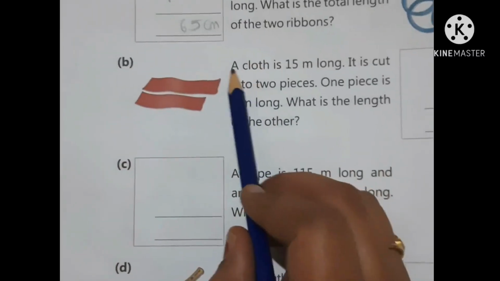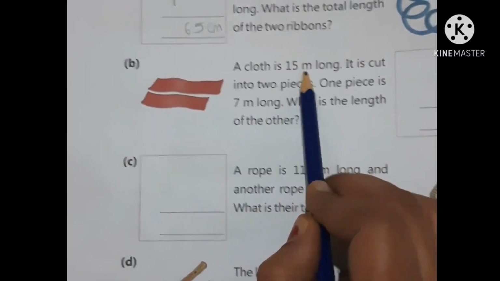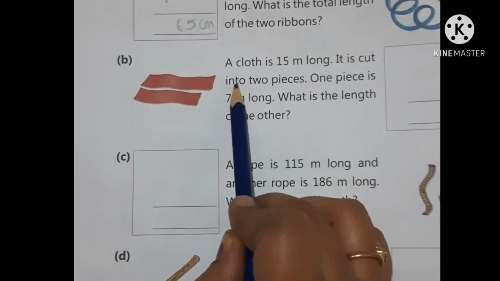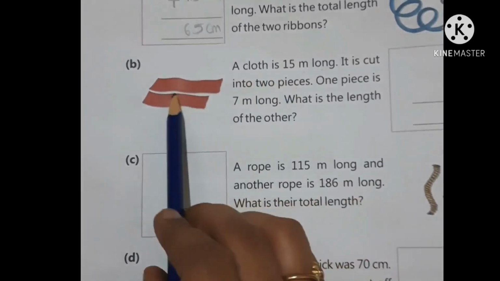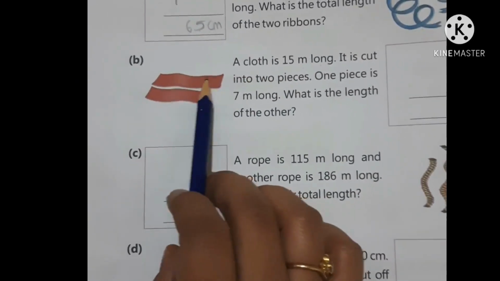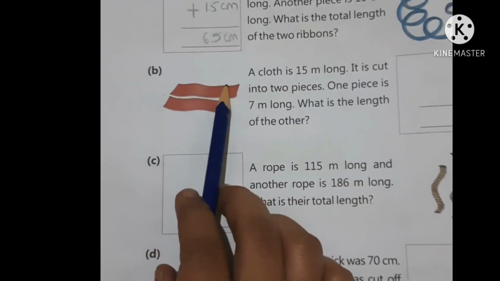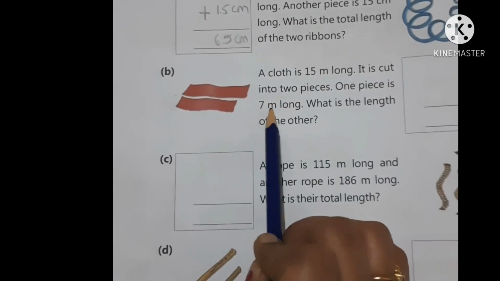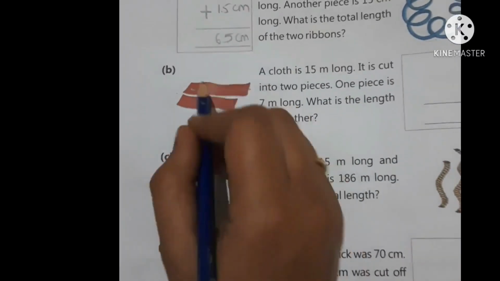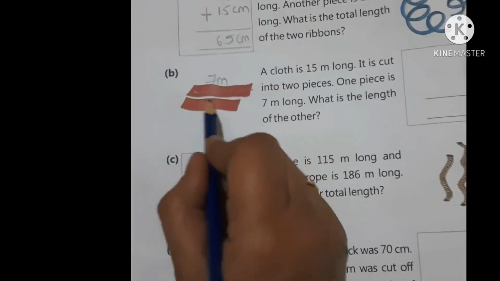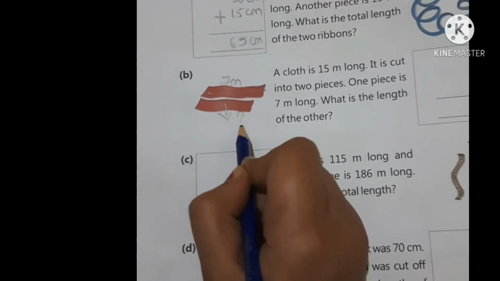Question B. A cloth is 15 meters long. It is cut into two pieces. Here they have given us a cloth. It is 15 meters long, but it is divided into two pieces. One piece is 7 meters long. What is the length of the other piece?